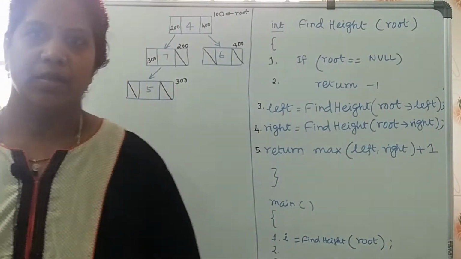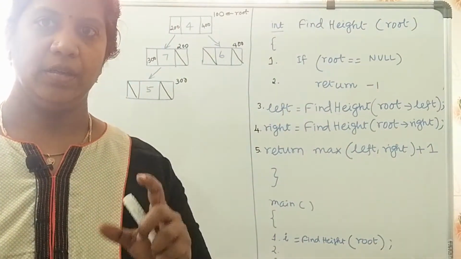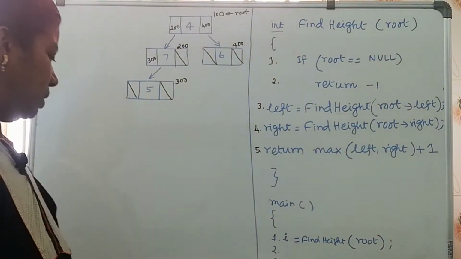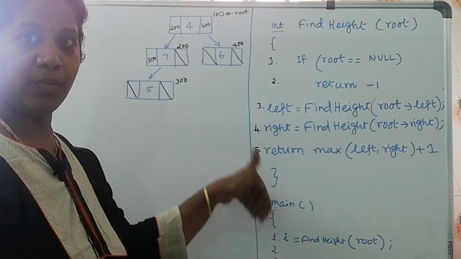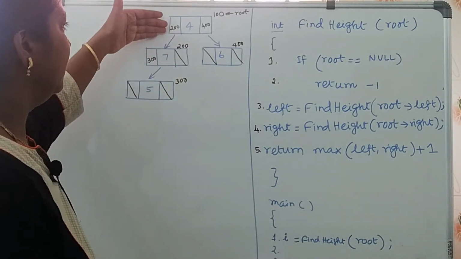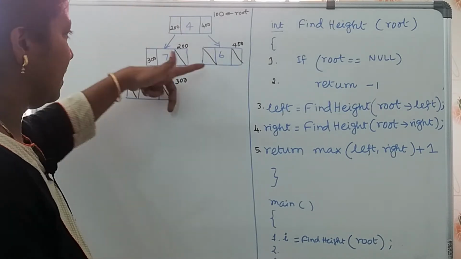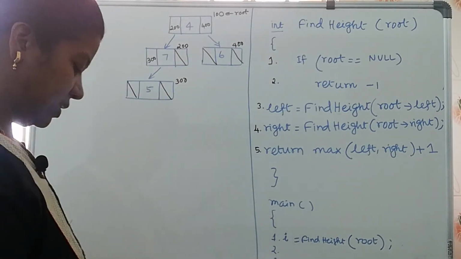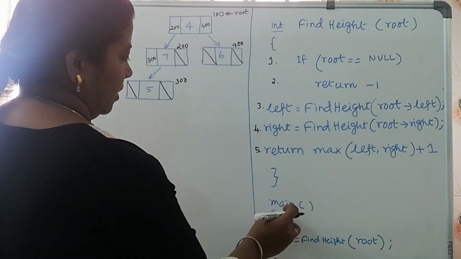Good morning, students. Now let us discuss tracing of the height of a binary tree. Let us consider the algorithm that is written over here, or the C code. Let us take this example: root node consisting of 4, 7, and then 5 followed by 6. Now let us start the tracing of finding the height of a binary tree.